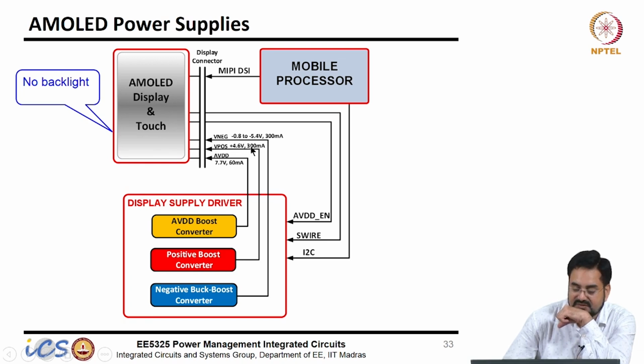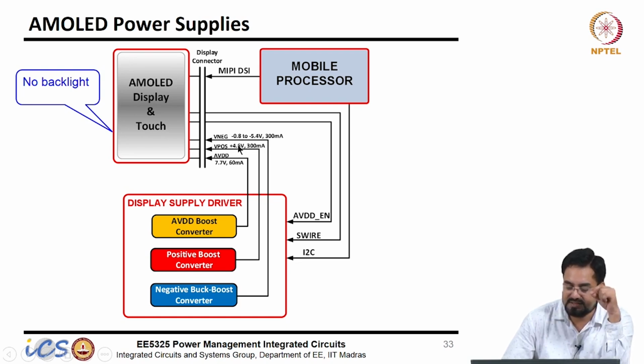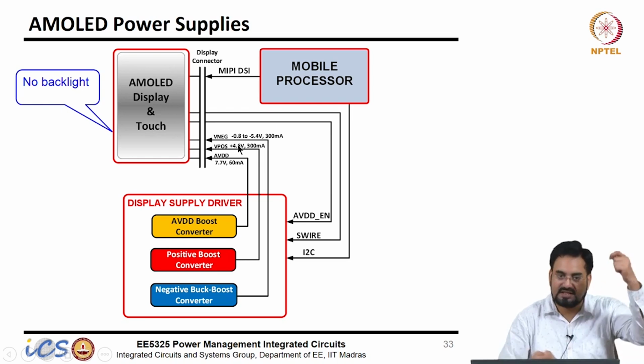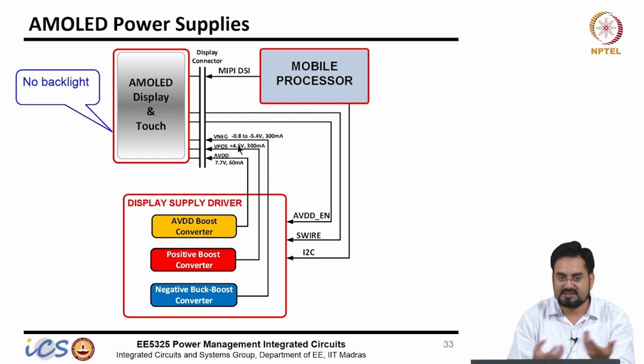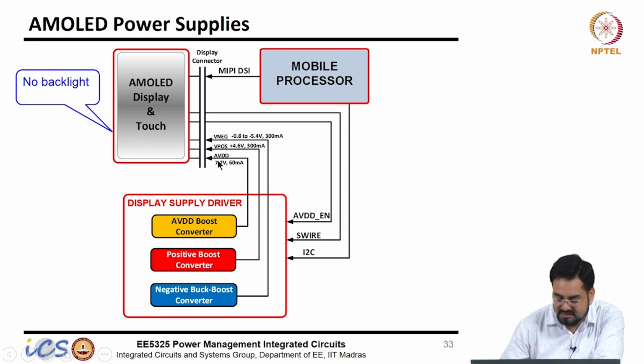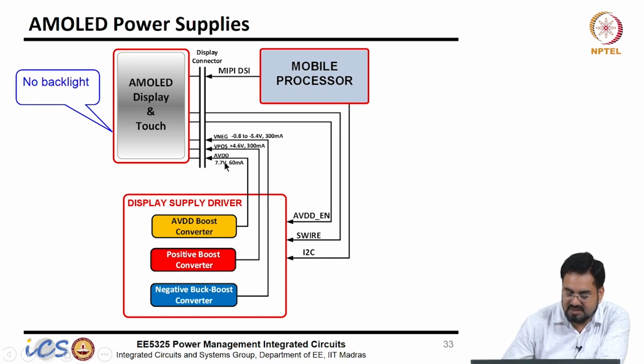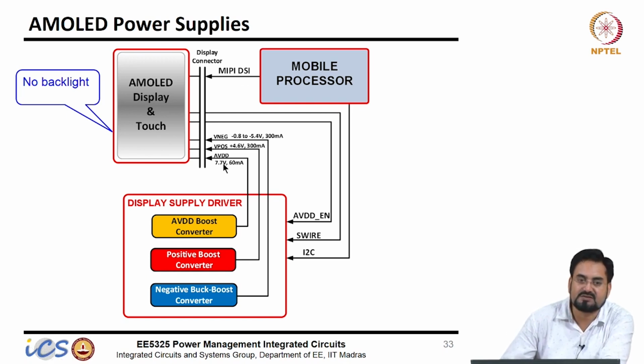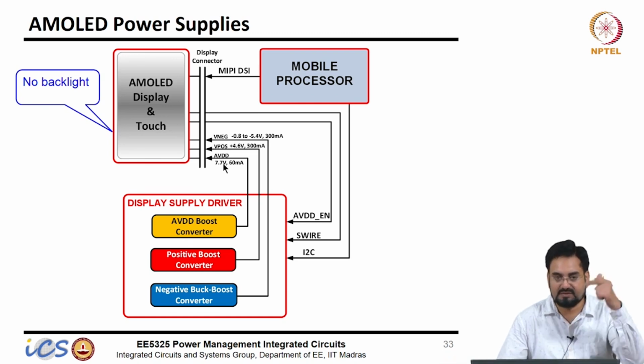Then the positive voltage is fixed at 4.6 volt, but the current requirement remains the same, because you can think about these supplies as connected across these LEDs. So, whatever you are sourcing you will be sinking the same. That is why the current requirement is the same for both positive and negative. ABDD is again required for some analog and in the driver, so it requires 7.7 volt. In case of LCD we required more than 20 volt or so, because it was required for the backlight which was supplying those series LEDs.